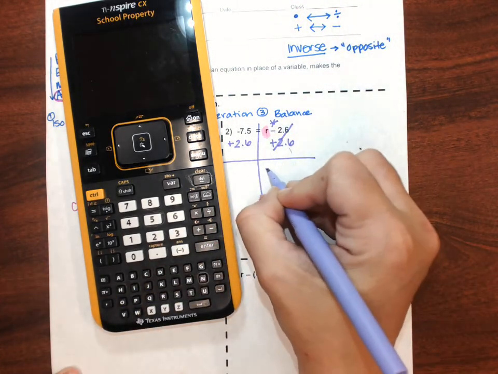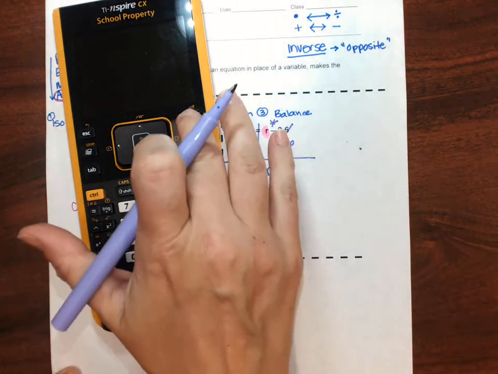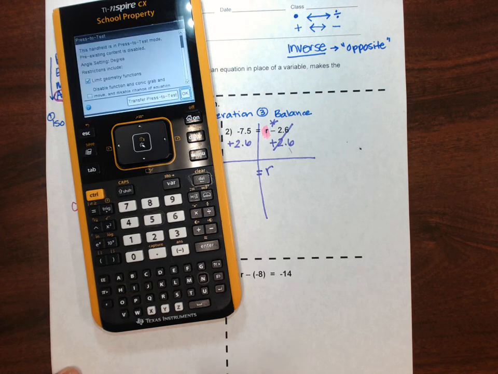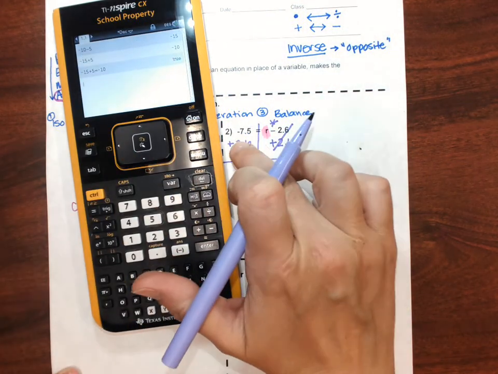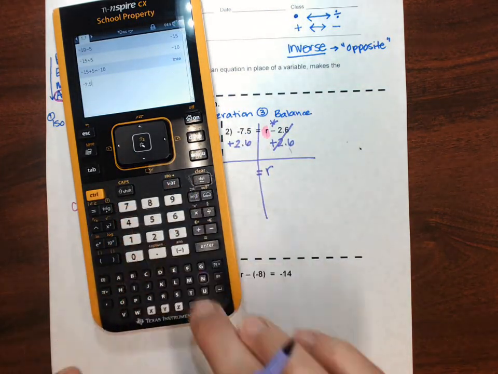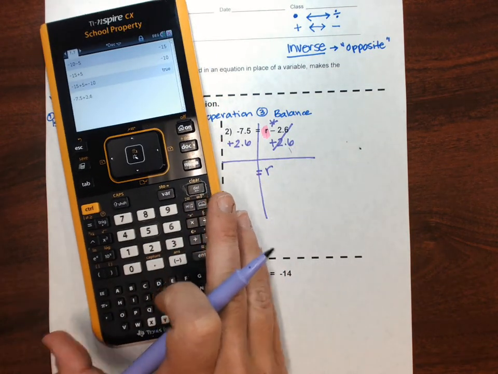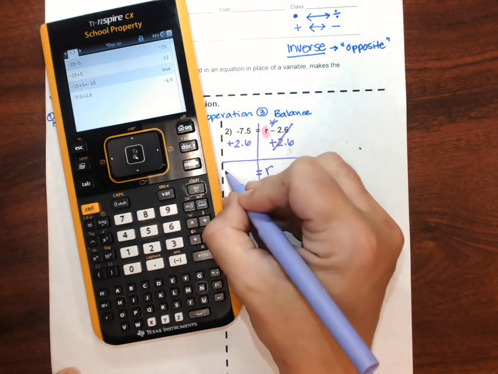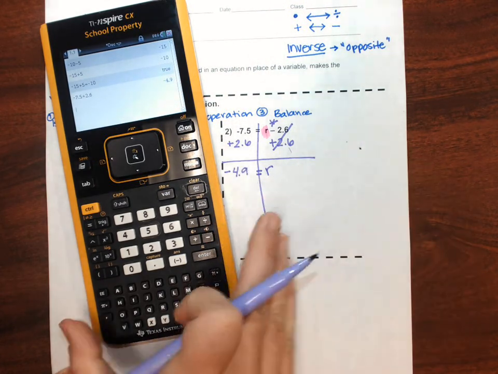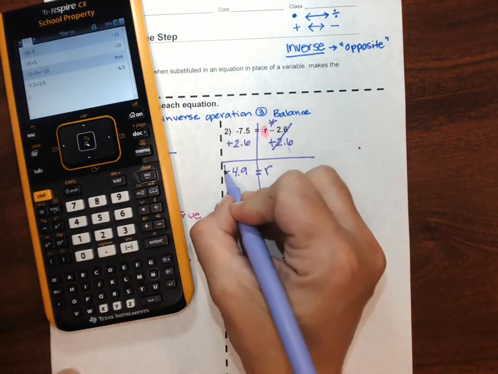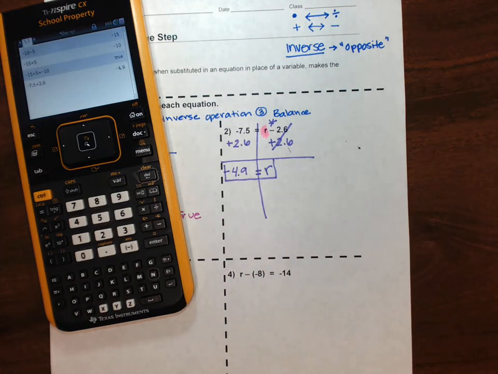So I know it's going to be R equals. So I'm going to type it like I see it. So negative 7.5 plus 2.6. I'm getting negative 4.9. Go ahead and box my answer in.